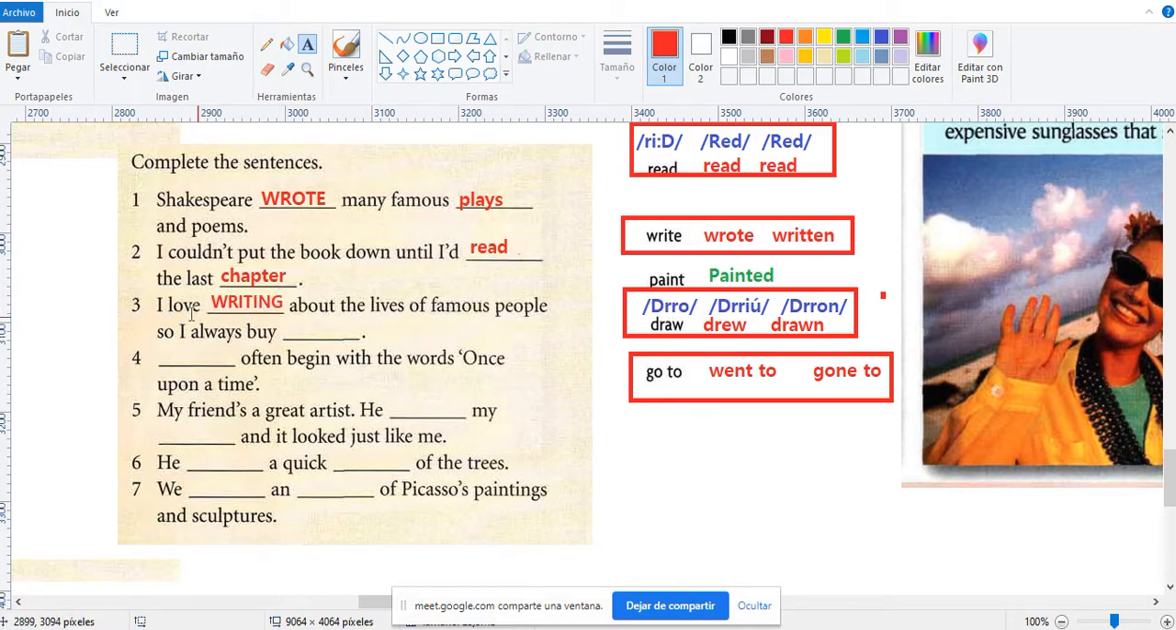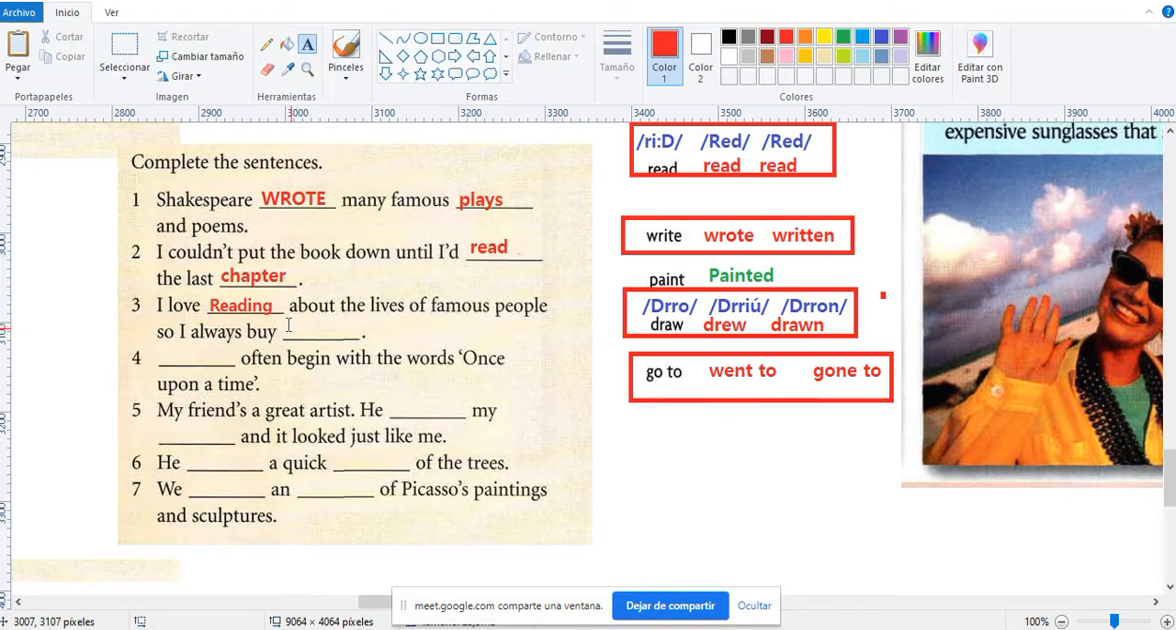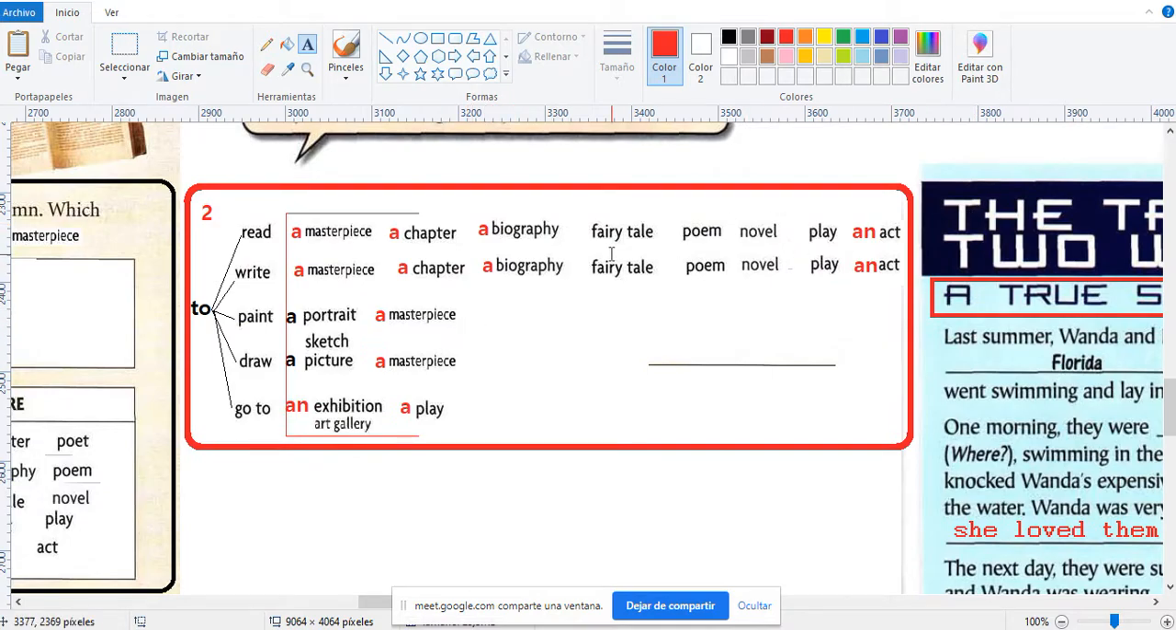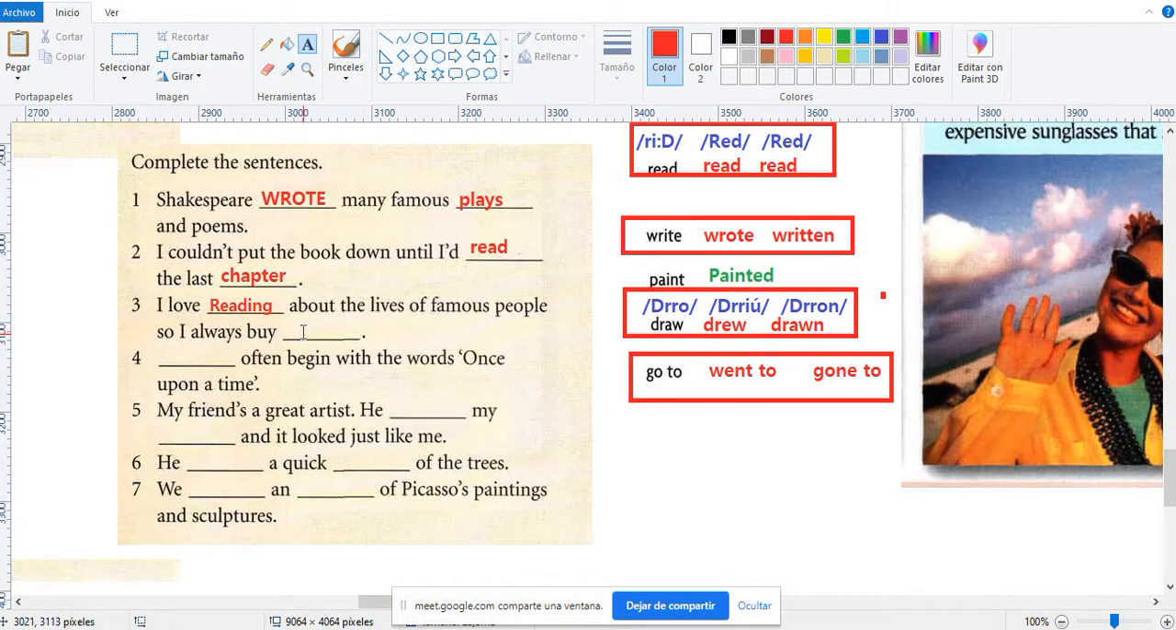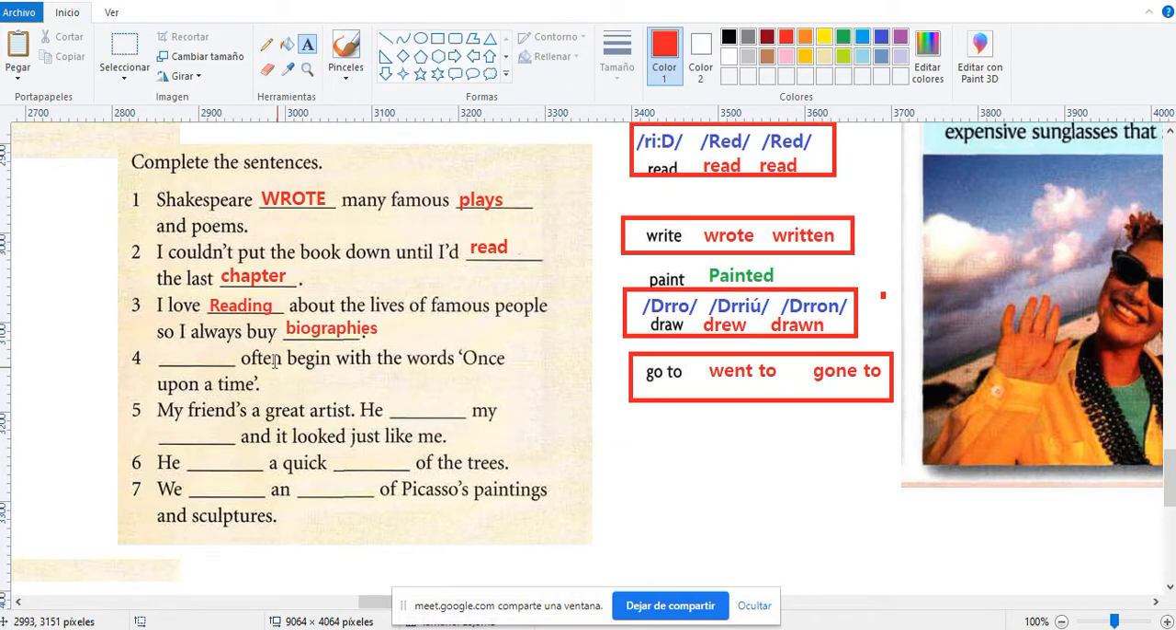Por ejemplo, I love writing, también con hate, con enjoy, son verbos que permiten que venga una acción con ing. Si odiara escribir, sería I hate writing. Pero no es writing, de veras que es reading. Lo mismo. Yo amo leer sobre las vidas de gente famosa. Así que siempre compro... ¿Qué cosa compra una persona? Compra biographies. I always buy biographies. Biografías son biographies, ¿ok? No puede ser una: siempre compro biografías.